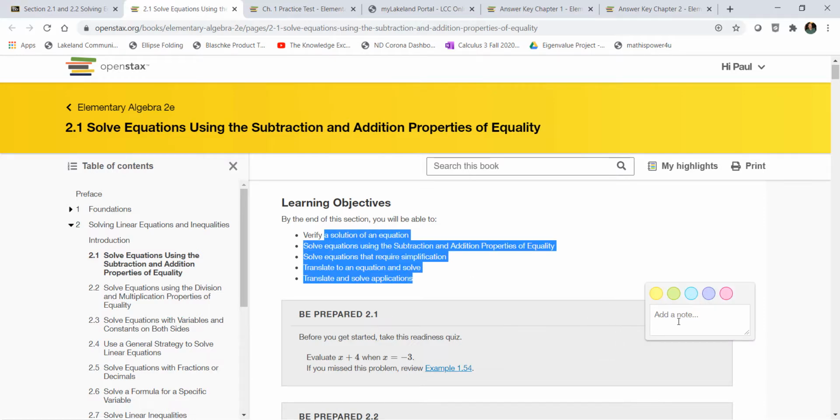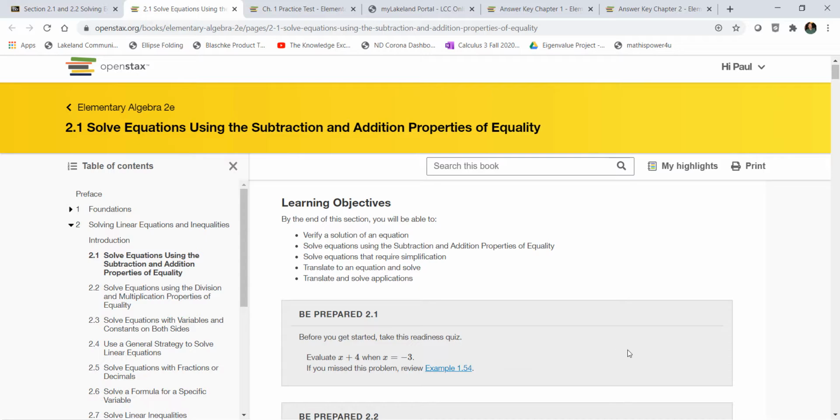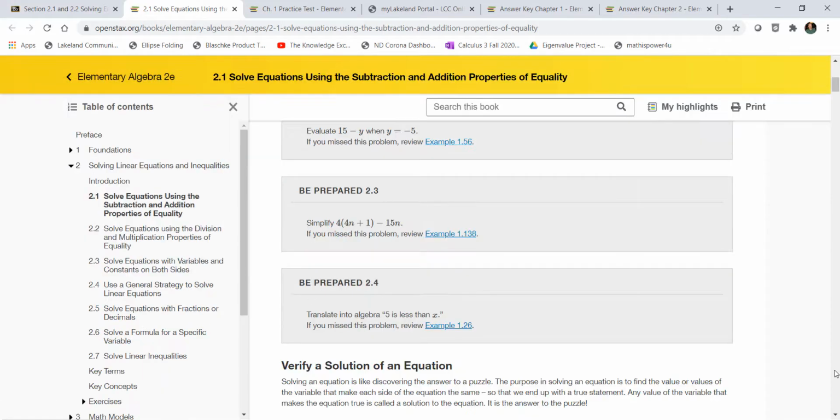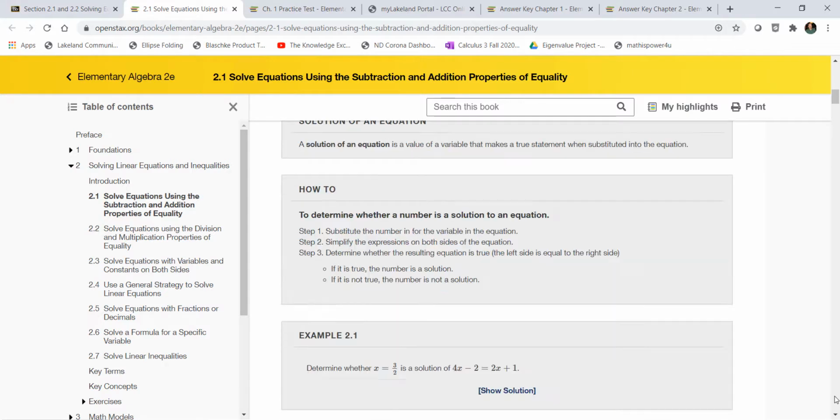Notice you can take notes, you can highlight and take notes. One of the nice things about this book. If you want, you can jot something down. There will be prepared problems, things that they think you should be able to do by now. And if you can't, you can always click a link to view an old example. And then we get into the objectives. So verify a solution of an equation. And it kind of walks you through what to do. You can show a solution here.